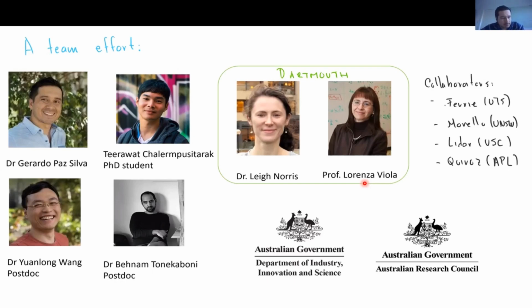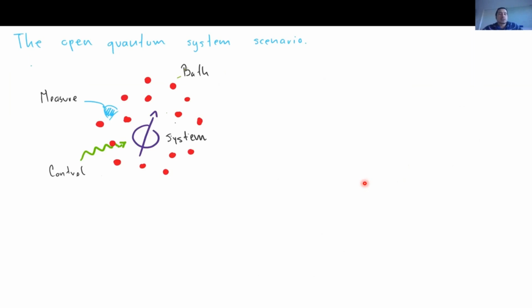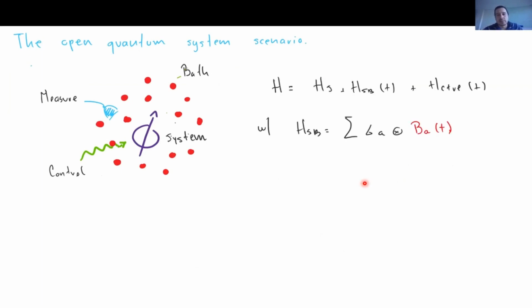So now let's start with the science. The standard picture that we have is the open quantum system scenario, where you have a system or a qubit, it can be many qubits, and there is a bath. Of course, your system interacts with your bath, and this is typically captured by some Hamiltonian. The bath has its own dynamics, there's a system Hamiltonian, and there is the system-bath Hamiltonian that is the one in charge of coupling your system to the bath.